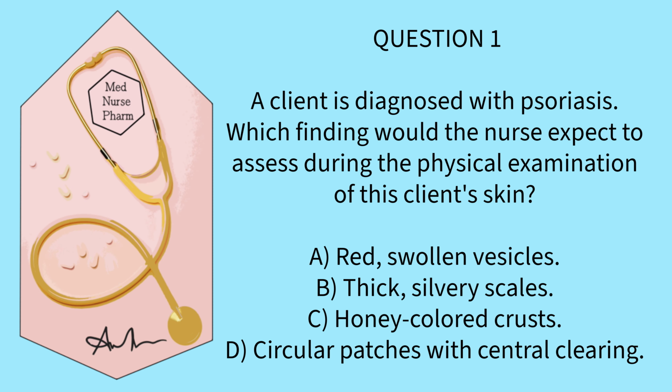Question 1. A client is diagnosed with psoriasis. Which finding would the nurse expect to assess during the physical examination of this client's skin? Red, swollen vesicles; thick, silvery scales; honey-colored crusts; circular patches with central clearing. Pause the video and select your answer.